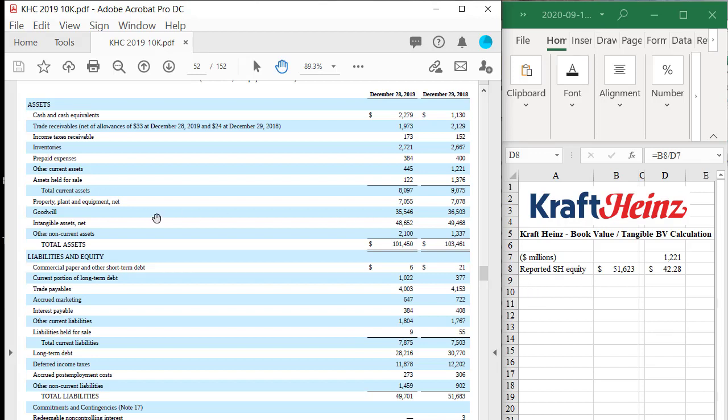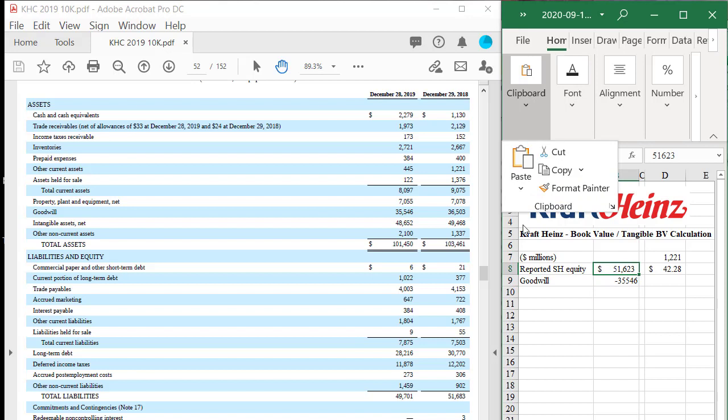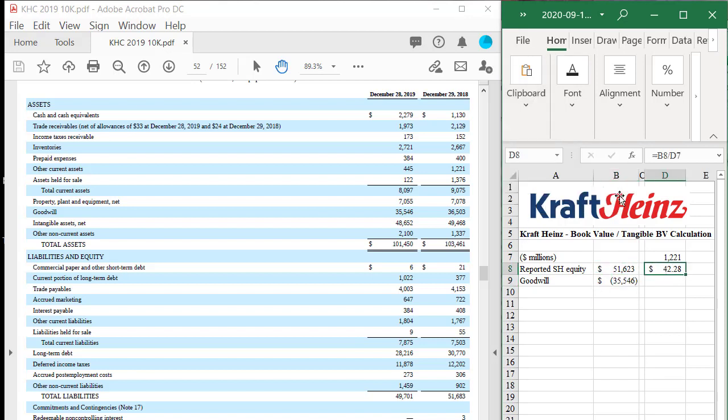The two main accounts which are intangible are goodwill and then straight intangible assets. So right here, we'll just say goodwill. We'll put the number in as a negative because we're backing it out of the asset side, so that's a direct hit to equity. 35,546. Now I'm just going to clean this up, and I'm also going to make a hard reference here so we can quickly drag this down and see the effect on the per share.